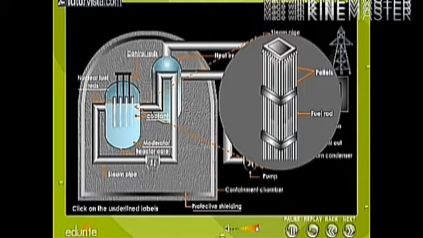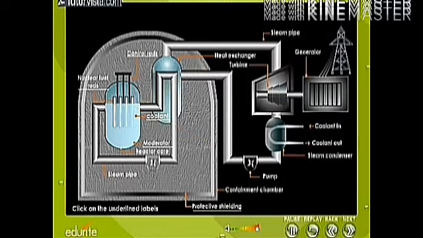Then moderator. A moderator is used to slow down the high energy neutrons, to provide slow neutrons, or it is used to change the high energy neutrons into low energy neutrons. Normally graphite and heavy water are used as moderators.